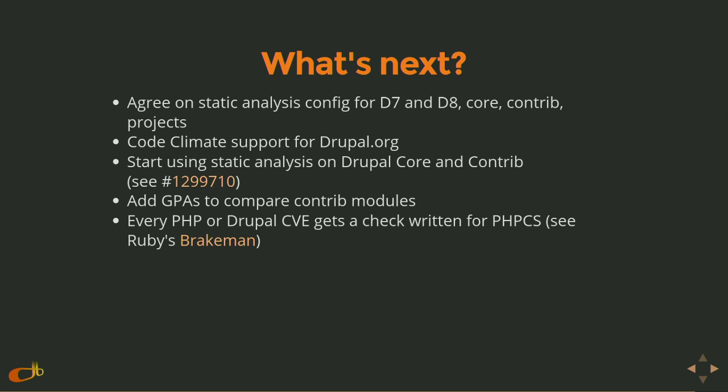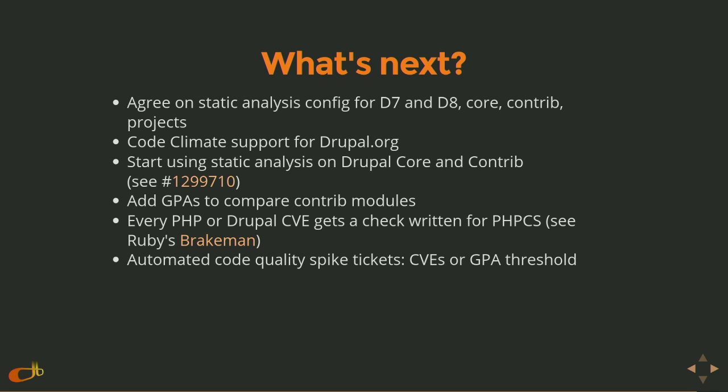Imagine if every PHP or Drupal security vulnerability gets a check written for PHP CS. That's incredible. Automatically, we could run those checks on every module, on every file in core, on every Drupal project that anyone has. We could publish that code sniff, and everyone could run it in an automated way to see if their code has a violation. Ruby's Brakeman does something similar for the Ruby community.